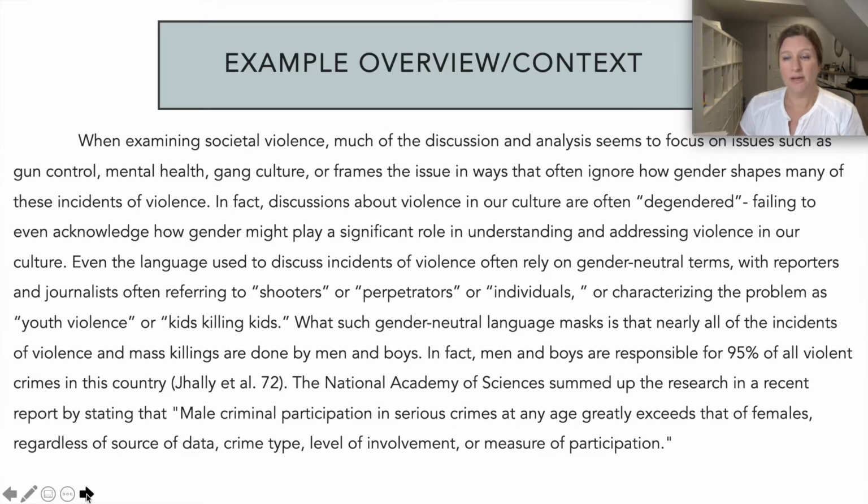So right off the bat, the person has established the general topic that they're focusing on, which is societal violence, and narrowed it down to a specific issue, which is the way in which discussions about violence are degendered. That is, what they've done here is they've established a missing area from the conversation. When this conversation about societal violence is happening, we talk about gun control, we talk about mental health, we talk about gang culture, we talk about all kinds of stuff, but we don't talk about gender. And so they see that as a missing component of the conversation.